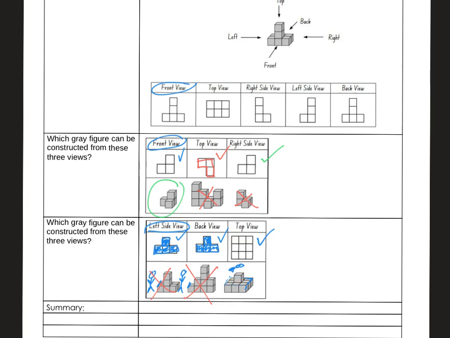So I'm going to go ahead and erase what I have, and in green I'm going to circle that this is the correct 3D image that matches the views that were given.